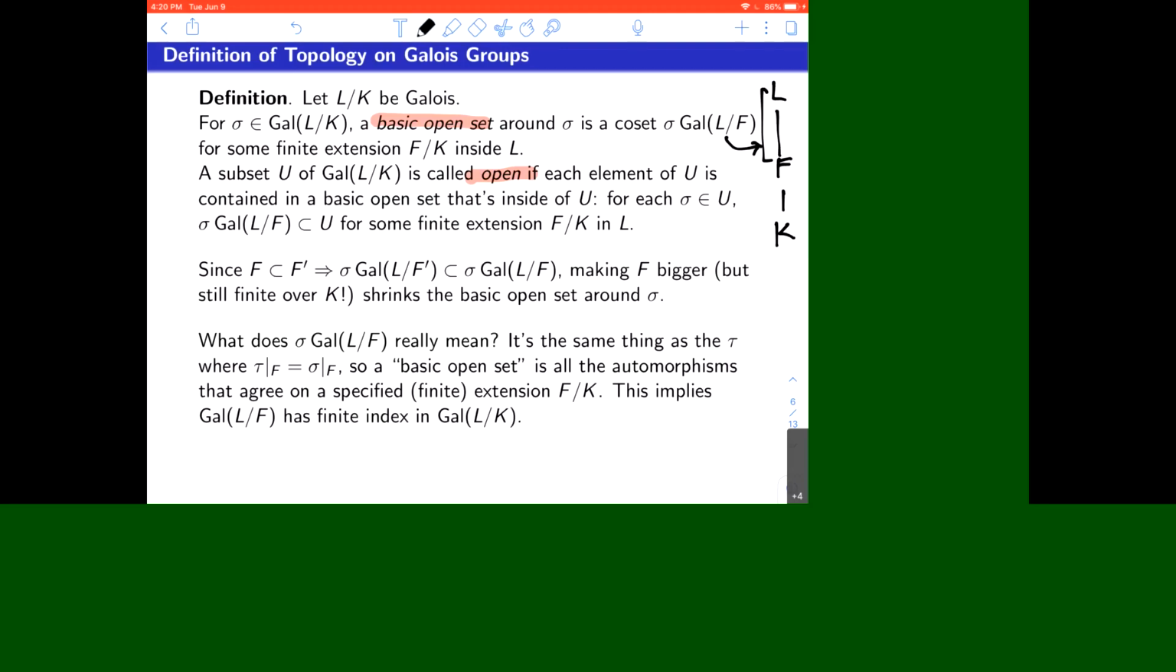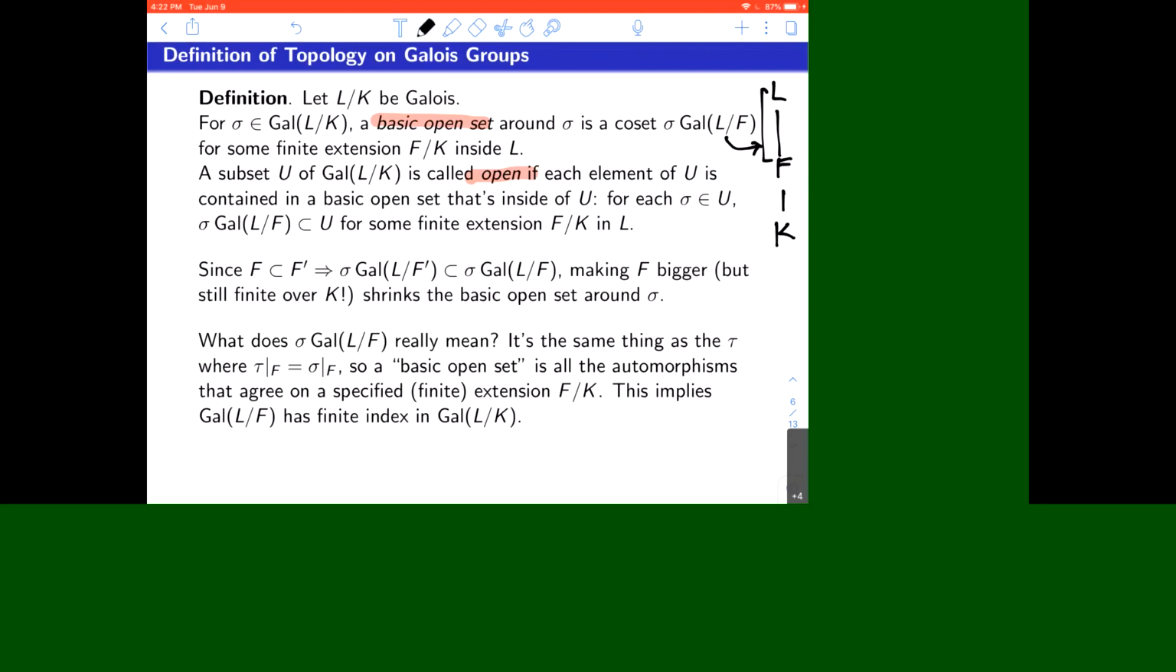And so it's very much like metric spaces, or maybe like Euclidean space, where you know what an open ball around zero means, and open balls around everything else you just get by translation. So in some sense, the Galois groups of L over different finite extensions are basic open sets around the identity. And then we get basic open sets around other elements just by left translating or right translating. Open sets are just unions of this stuff, just like in a metric space, where an open set is just an arbitrary union of open balls.